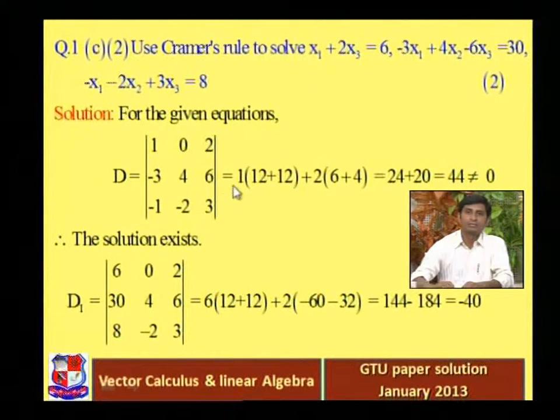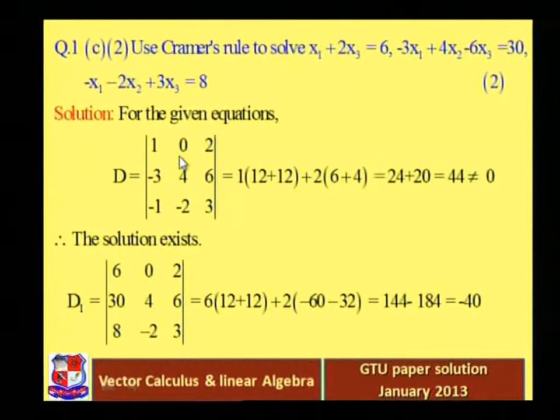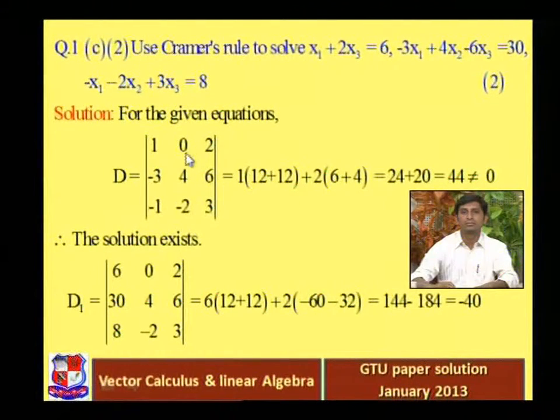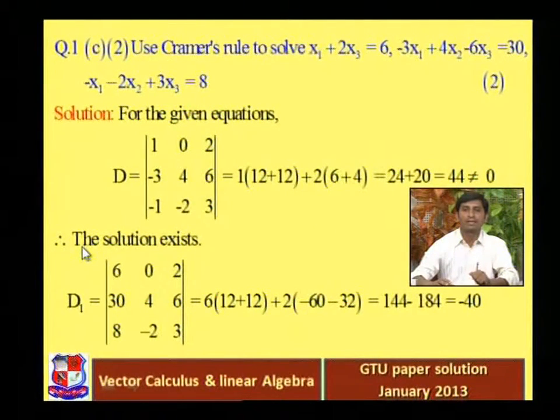I hope you know how to find the determinant. The value of the determinant is 1 into 4 into 3, 12, minus 6 into minus 2, so 12 plus 12. Then the middle term is 0, so plus 2 into 6, minus 4 into minus 1, so 6 plus 4. So that is 12 plus 12, 24, plus 10 into 2, 20, so 24 plus 20, that is 44. Definitely a non-zero element, so the solution exists, otherwise we cannot use Cramer's rule and we have to use the matrix method.